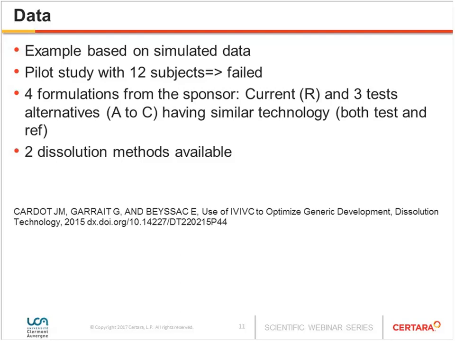You have two dissolution methods available. Why two? Because you made a first one, and as you failed your BE study, that means you have to think that maybe your dissolution method was not the most adequate. The data are published and you have a reference in the bottom part of this slide. Of course, not exactly the same type of calculations between what is published and what is presented here.